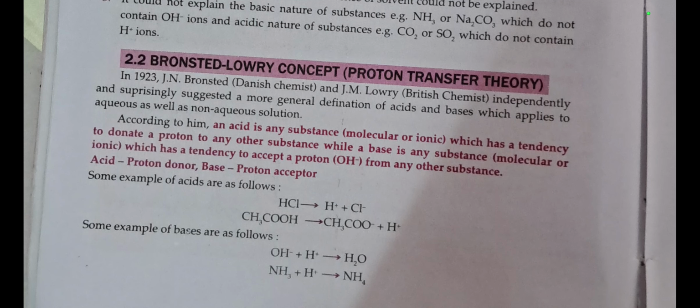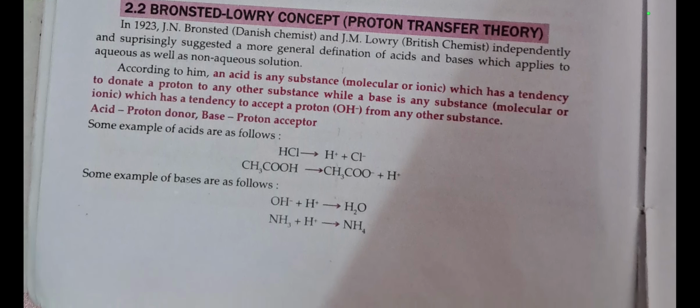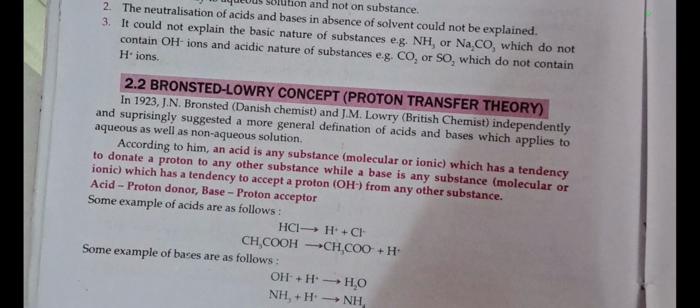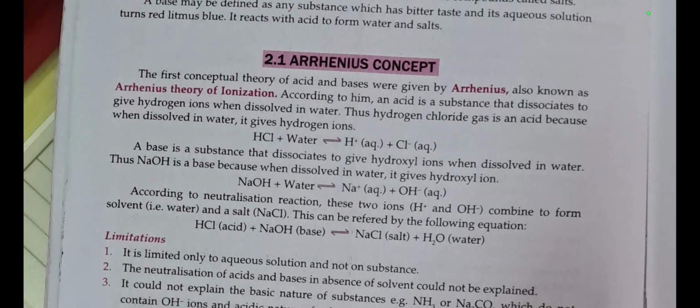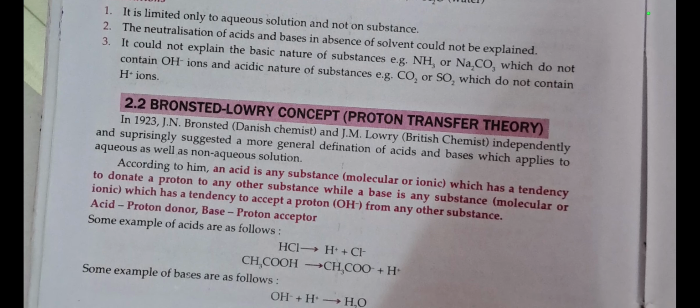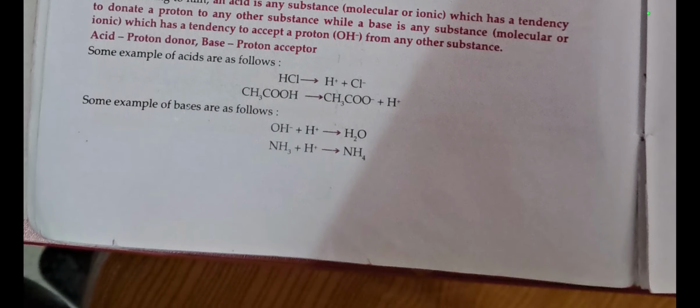Some examples of bases are also given in this statement. According to the first, the Arrhenius concept, a substance which dissociates into hydrogen ion is known as an acid and one that gives hydroxyl ion is known as a base. But coming to the Bronsted-Lowry concept, according to his statement, an acid is a proton donor and a base is a proton acceptor.